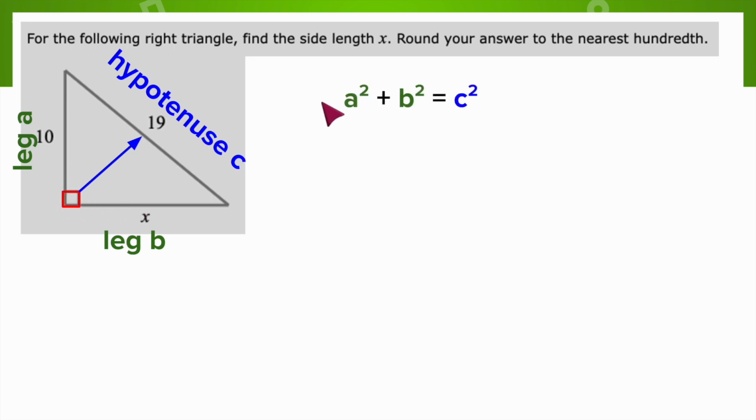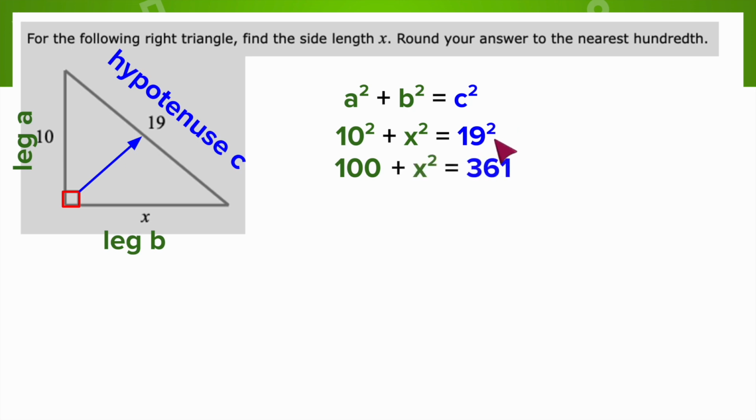All right, so now I'm going to go A squared plus B squared equals C squared. So A, I have as 10. So 10 squared. My B this time is X squared. And C, which is always the longest side there, that's my 19 squared. So now if I do 10 times 10, I get 100. So that's 10 squared. The X squared is just going to come down because I can't do that yet. But 19 squared, I would do 19 times 19 or hit that squared button and I get 361.